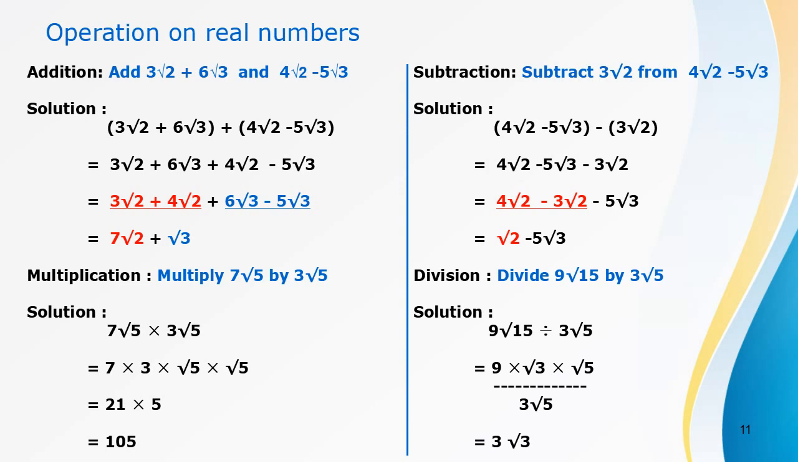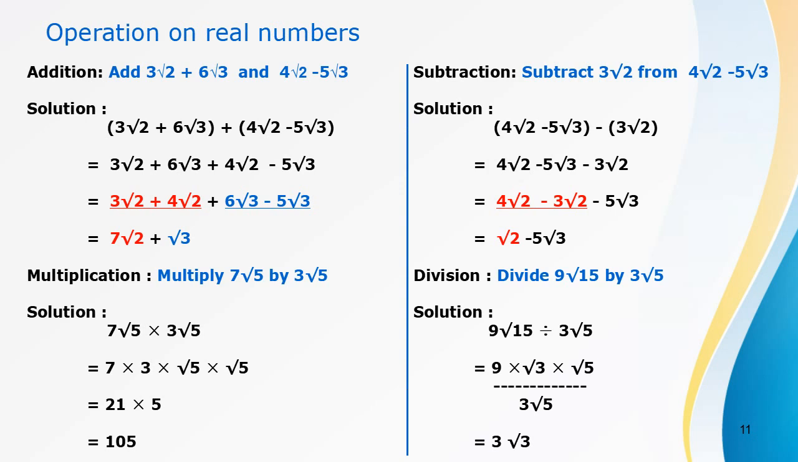Similarly for multiplication we will take √5 and √5 together, which will become 5, and 7 threes are 21, so 21 fives are 105. For subtraction we will take √2 together, that is 4√2 − 3√2, and that will become √2, and the final answer will be √2 − 5√3.